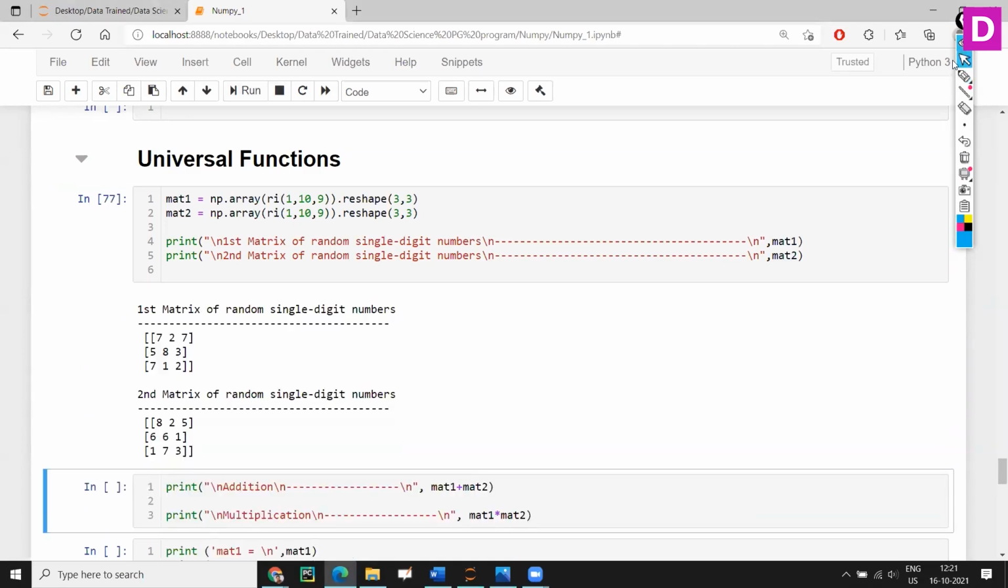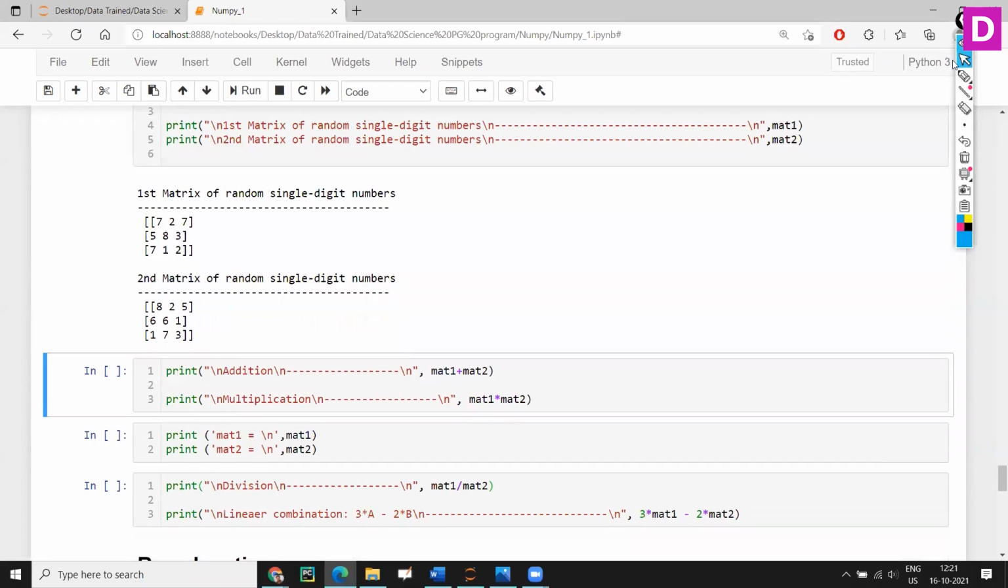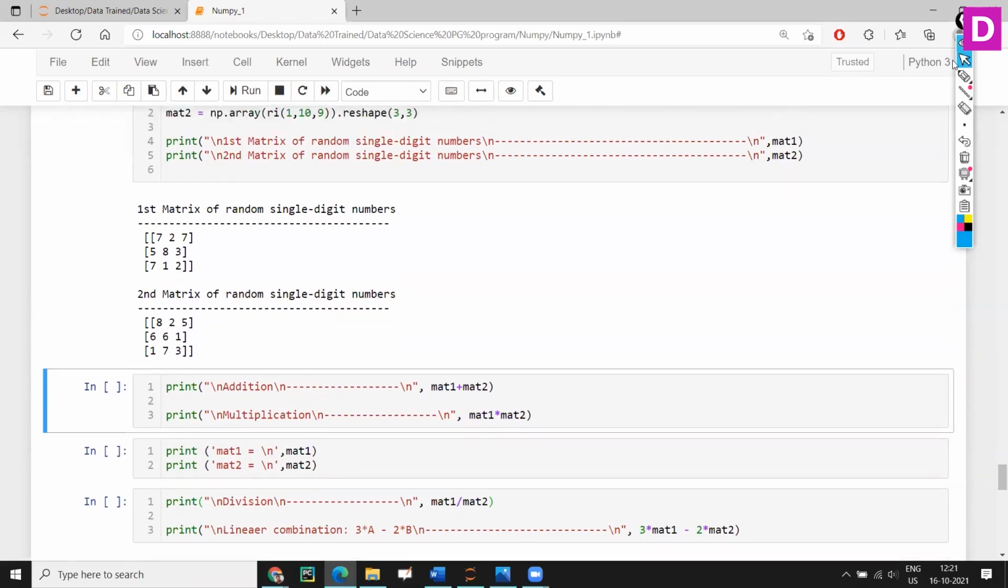Everything is straightforward here. You don't need to put pressure on your mind to understand, just like how we do addition, multiplication. The only thing is that since we are dealing with a matrix, we need to understand how it is going to add the values. So here, this is our mat1 matrix, this is mat2. I am saying mat1 plus mat2.